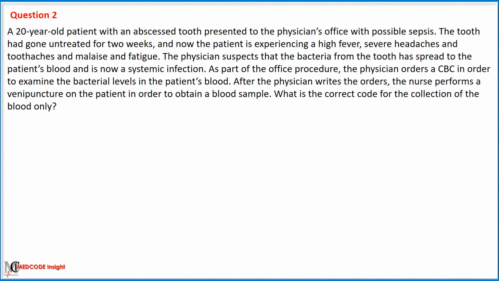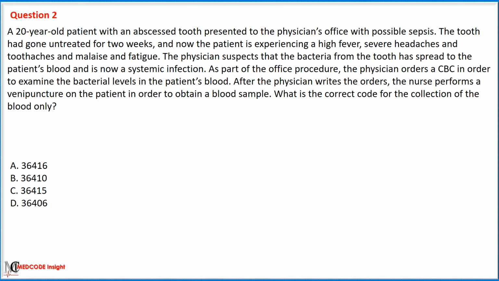A 20-year-old patient with an abscessed tooth presented to the physician office with possible sepsis. The tooth had gone untreated for 2 weeks, and now the patient is experiencing a high fever, severe headaches, toothaches, and malaise and fatigue. The physician suspects that the bacteria from the tooth has spread to the patient's blood and is now a systemic infection. As part of the office procedure, the physician ordered a CBC in order to examine the bacterial level in the patient's blood. After the physician writes the order, the nurse performs a venipuncture on the patient in order to obtain a blood sample. What is the correct code for the collection of the blood only?